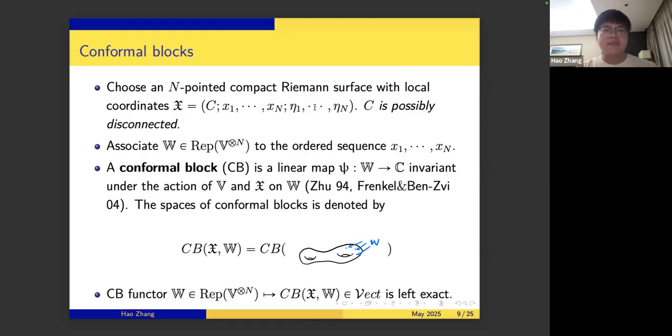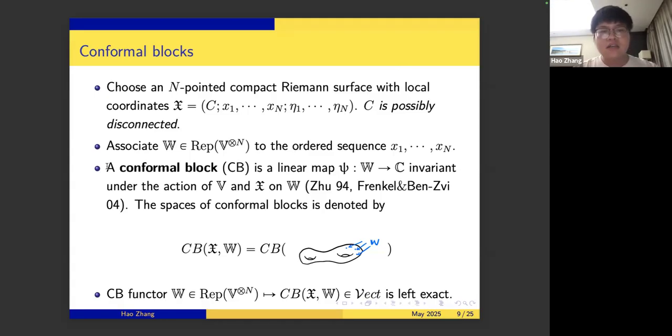So this is our setting. And we choose a V tensor n module W and associate W to the ordered sequence x1 to xn. By this, we mean that this VOA module has n copies of the VOA action, and each copy of V action is assigned with a marked point xi. So the order is important.